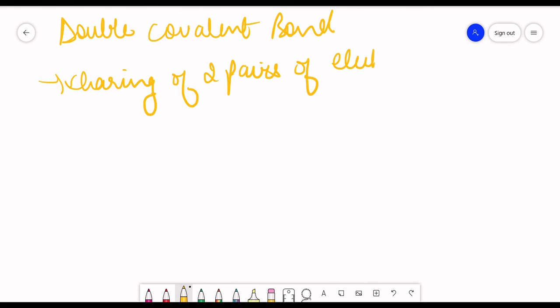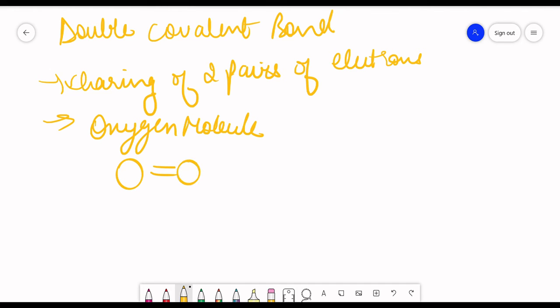Sorry guys for this light. Next, let's talk about examples. Now, the oxygen molecule contains a double bond. How? Let's see that. I'm talking about the oxygen molecule, O and O. Then if I talk about carbon dioxide, it contains two double covalent bonds.